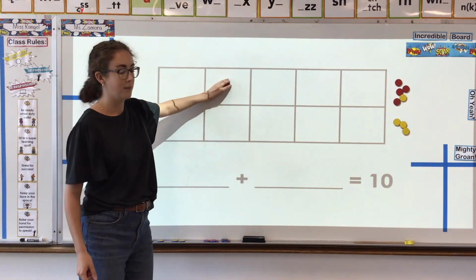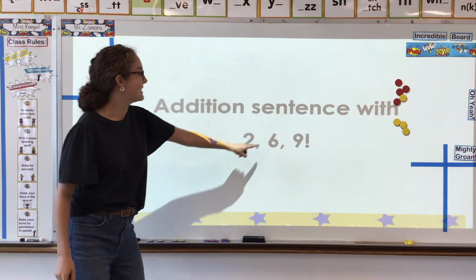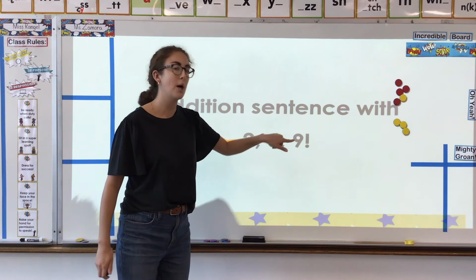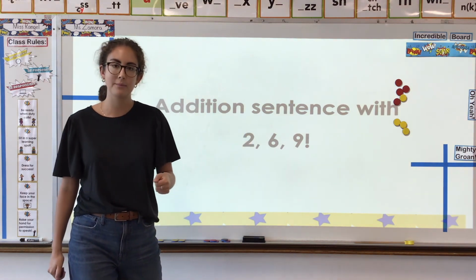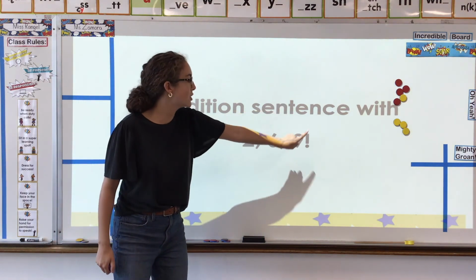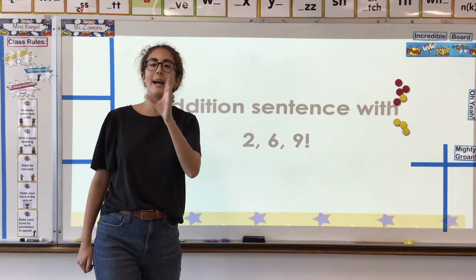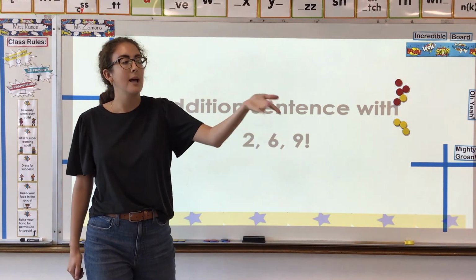And then you're going to show me 6 on your 10 frame. You're going to say 6 plus blank equals 10. Then you're going to show me 9 on your 10 frame. And you're going to show me that 9 plus blank equals 10.